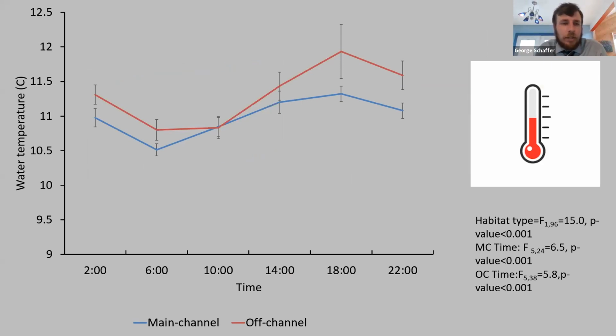So the off-channel habitat had a higher water temperature than the main channel, and there was a time effect, meaning that water temperature in both habitat types was higher in the late afternoon and in the evening than it was in the morning.